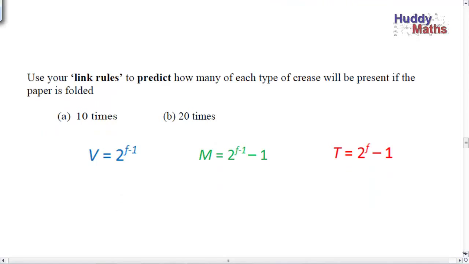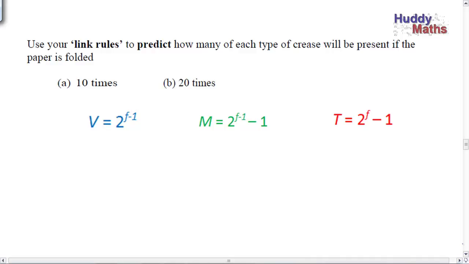Okay, so what are we doing? We're analysing this system of paper folding. And if we kept going, our algebra should allow us to work out the rules and predict how many of each type of crease would be present if the paper is folded 10 times. Okay, so the number of folds would be 10. This was the rule we came up with. So here it would be 2 to the 10 take 1. Just remember we're taking away from the power. Or 2 to the 10 take 1 is 9, sorry. 10 take 1, 2 to the 9. That'd be a lot of valleys.